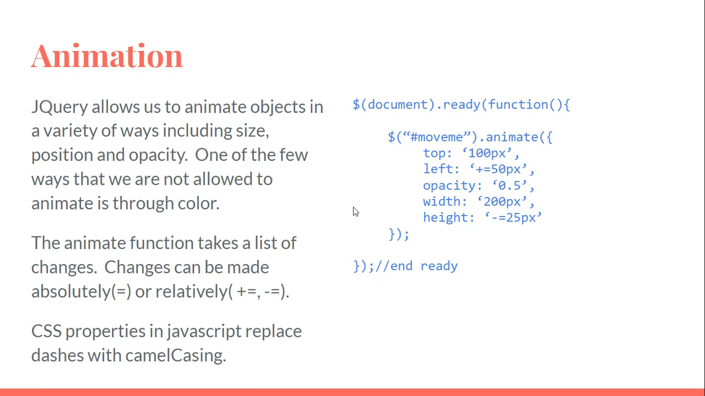The other piece is if we have a CSS property that is dashed, for example, if I wanted to do like font size, that usually comes as font dash size. Once we go into JavaScript, those CSS properties replace the dashes with camel casing. So it would be lowercase font, uppercase S, and then lowercase ize without the dash.